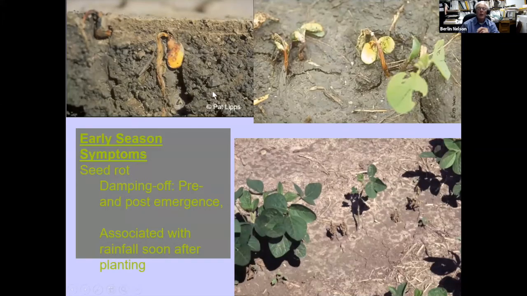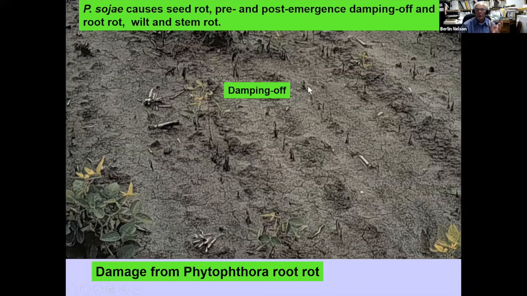You'll notice here, it causes both a pre-emergence and a post-emergence damping off. You can see the pre-emergence up here in the upper left-hand corner. These are slides from Ohio where they really did a lot of work on this and have a true expertise in the history of this. You can see the post-germination, the pre-emergence damping off and post-emergence damping off. Here's some more examples of it down here. Some more examples taken from right out here in Fargo of the post-emergence damping off and pre-emergence damping off.